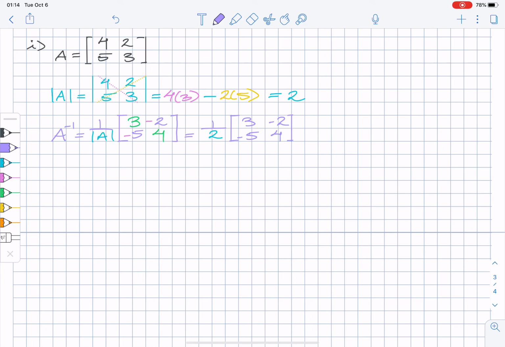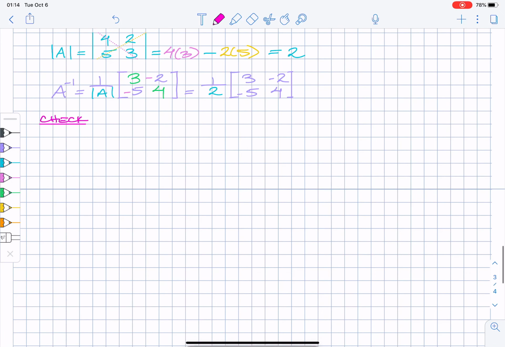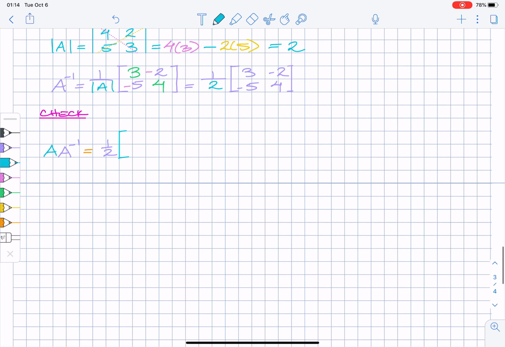Let's check. I always want to check. And I'll just do A times A inverse. Let's take out the 1/2 in front. A is the matrix 4, 5, 2, 3. Once again bracketed, because we are dealing with the actual matrix, not the determinant. So 4, 5, 2, 3 times the matrix 3, -5, -2, 4.